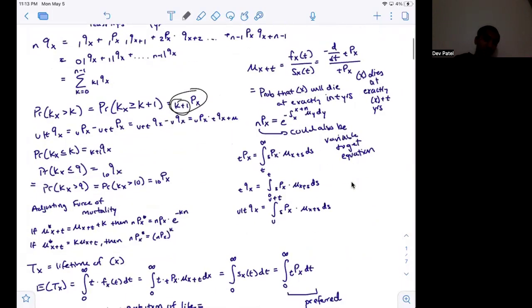And then here are the 3 different ways, or forms, that we can represent the age X living to u years and then dying within the next T.